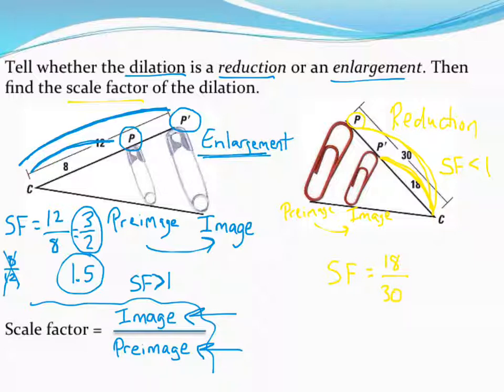Once again, I'll simplify that fraction. I can simplify that to 3/5, which is of course less than 1, so that checks out. Or if I get a decimal, I can say it's 0.6. So the image is 0.6 times as big as the original, meaning that it has been shrunk down or reduced.